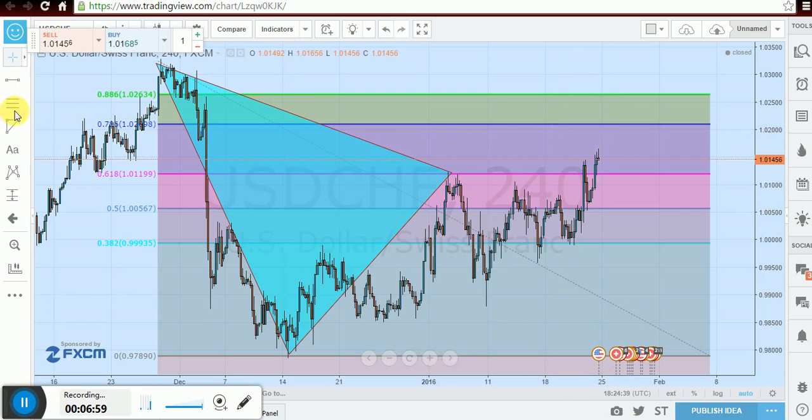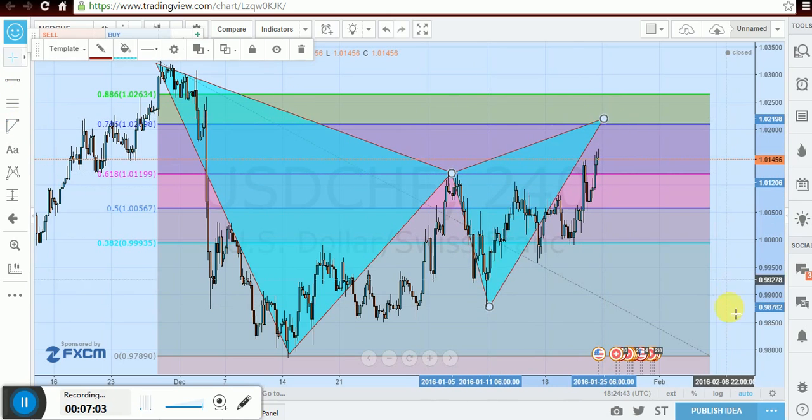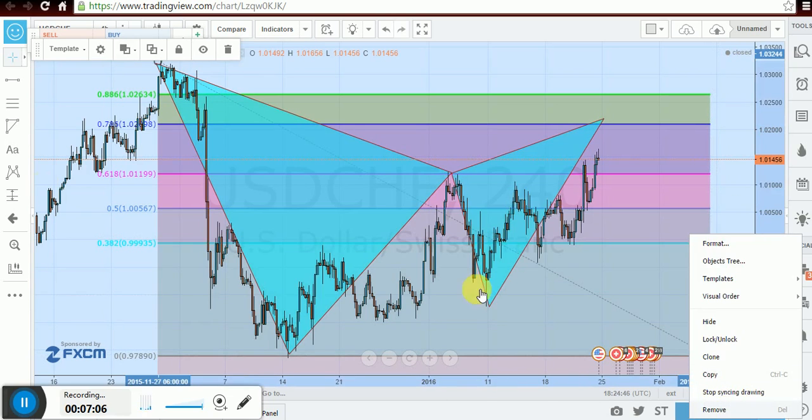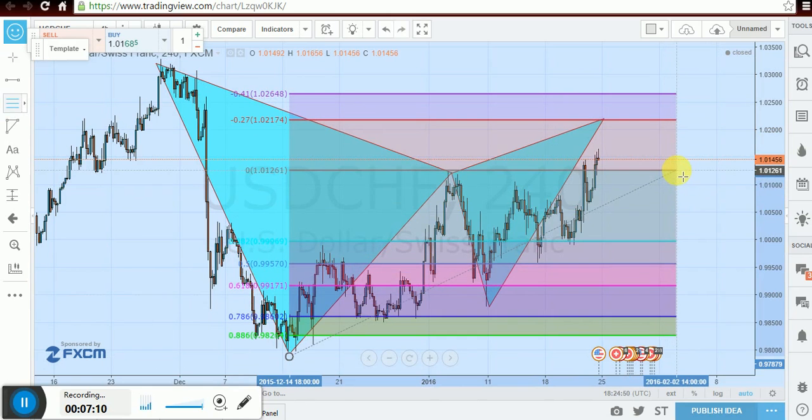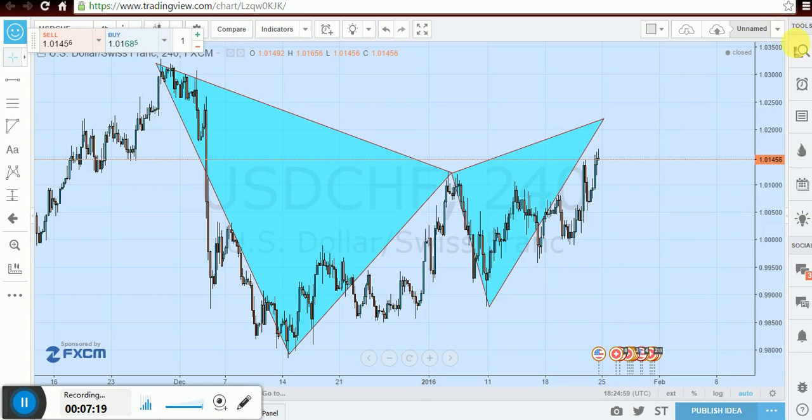127 extension. It's going to be somewhere around there, but let me just bring in my Fibonacci just to confirm that for you guys. 127 extension, you can see coming right there. I don't even have to draw the Fibonacci ratio to know where the 127 extension is. Okay, so that's the dollar against the Swiss franc.